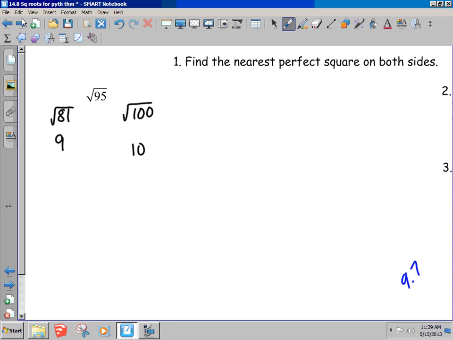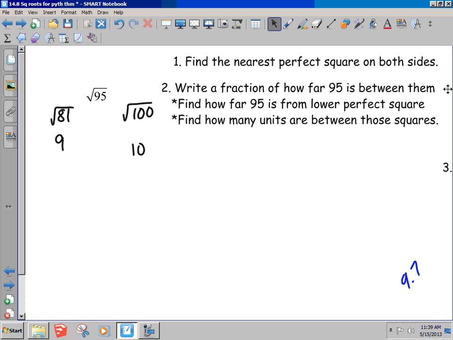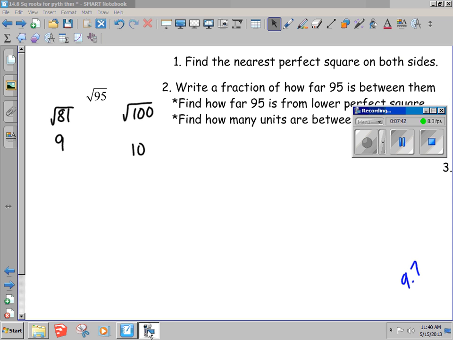All right? Well, we want to get good at predicting the point what. All right? So what we do is we kind of think of these numbers like they're on a number line. All right, so we want to think of these numbers 81, 95, and 100 like they're on a number line, and we want to find out basically about how far 95 is between them. So we're going to write a fraction that shows that. All right, so our step 2 is to write a fraction of how far 95 is between those two perfect square numbers. I'm going to pause for a second while you write that down.